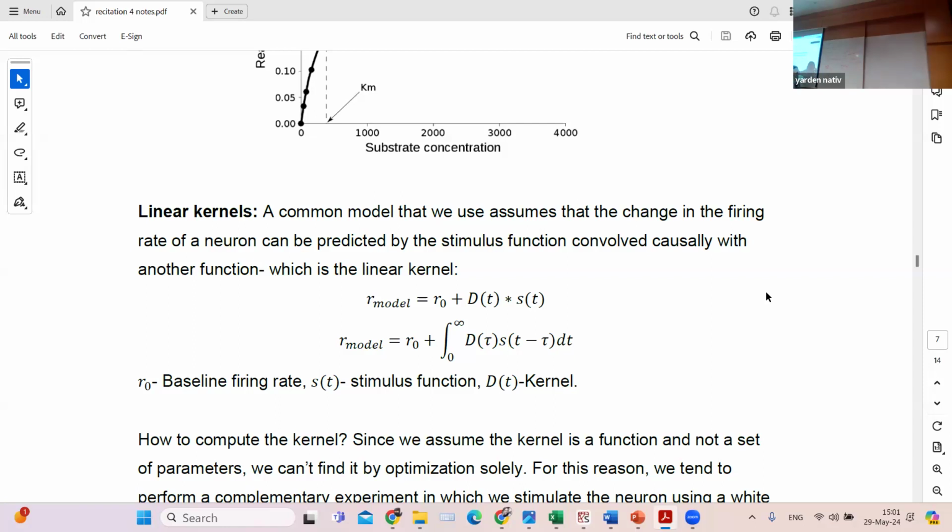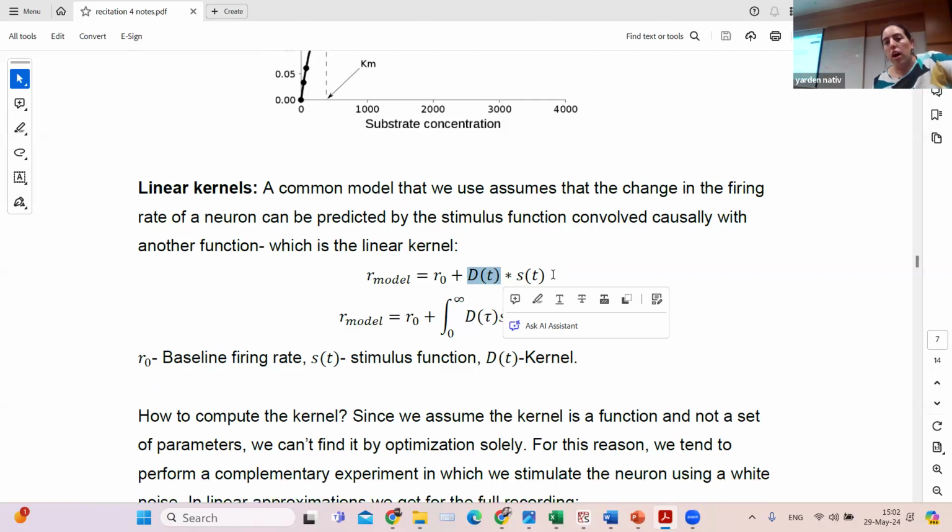Okay, so here we have this definition of convolution. You can either write it like this, or you can use the integral like this. So far, so good? So if we have this model, therefore, what we want to find for each neuron is its linear kernel. Okay? So how do we do it?